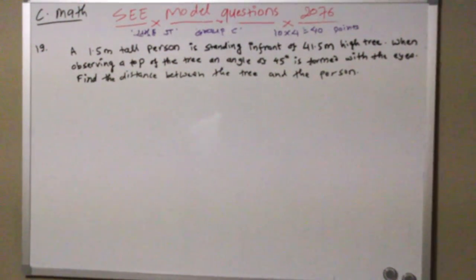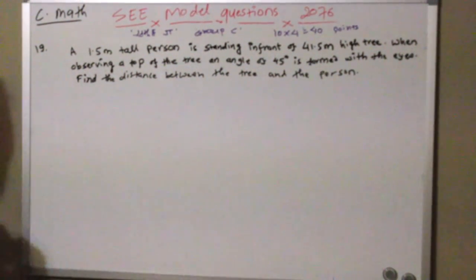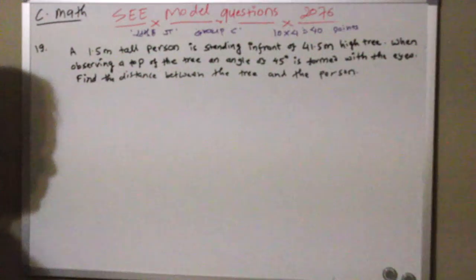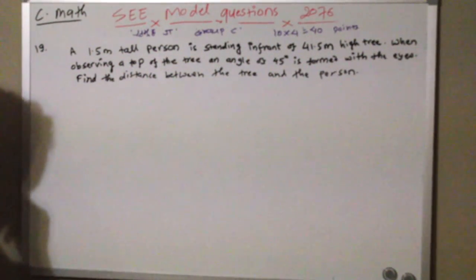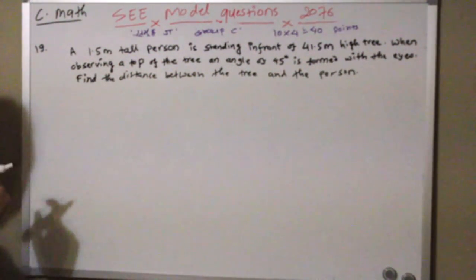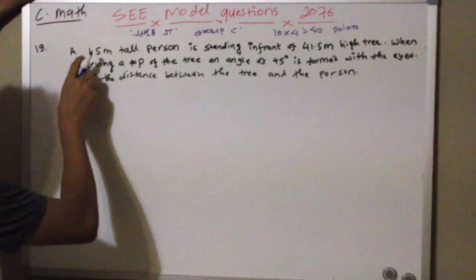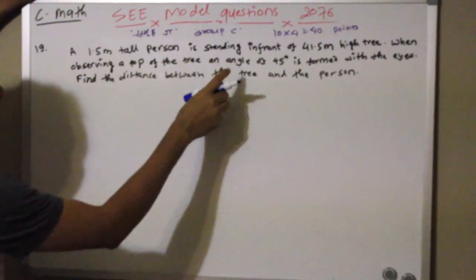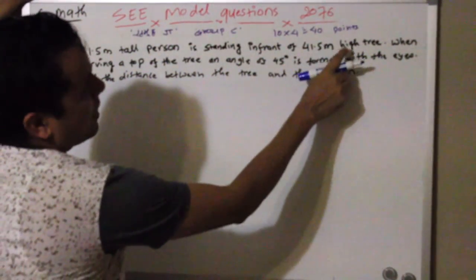Okay, we are in question number 19, second last question from this group. This is a question from trigonometry, height and distance. It says a 1.5 meter tall person is standing in front of a 41.5 meter high tree.